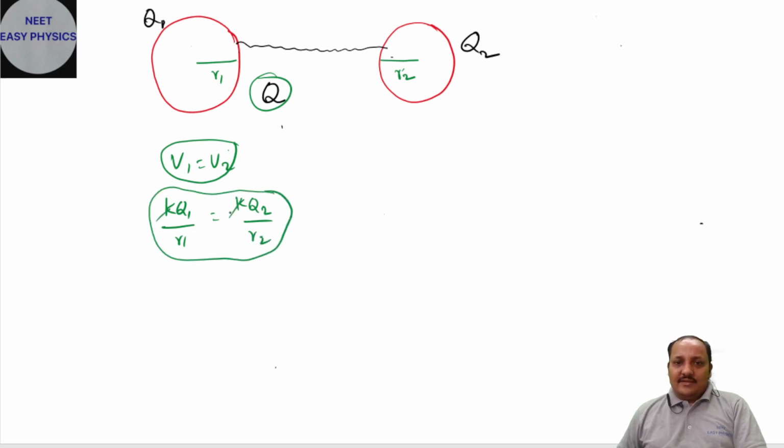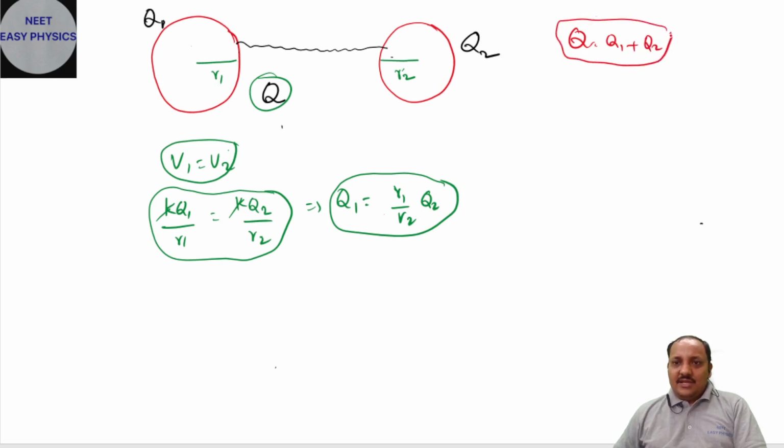So if you cancel K and K, you are going to get Q1 is equal to R1 by R2 into Q2. Now, what is the total charge they gave? Q is equal to Q1 plus Q2. Charge is additive. Charge is conserved. According to the law of conservation of charge, total charge is going to be constant and charge is additive. Correct?